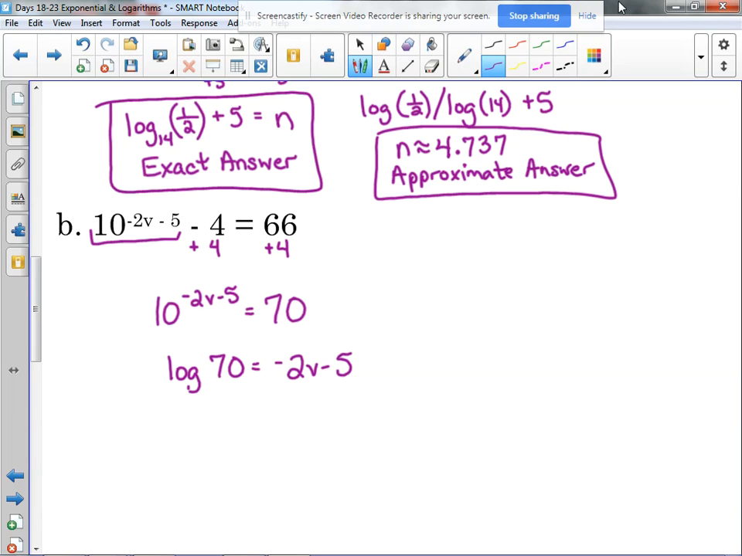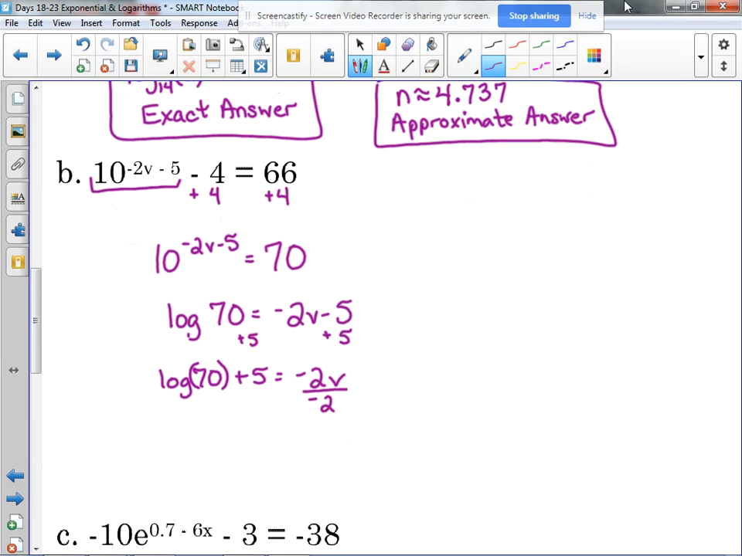And then once again, we're just getting our variable by itself. So we add 5. Again, you never, ever, ever change that number. Once it's in the log, it does not change. I would go ahead and put parentheses around it. The plus 5 just gets tacked on to the end. And then we need to divide by negative 2. Divide that entire side by negative 2.